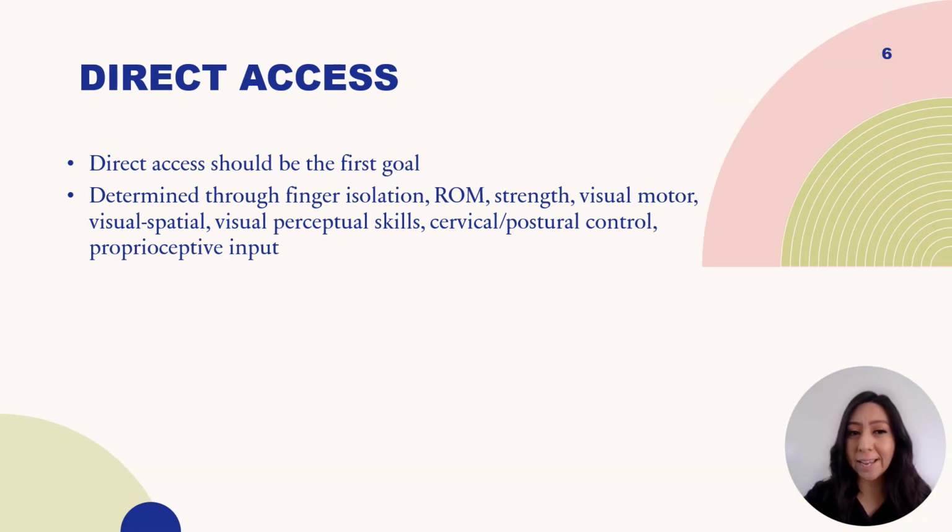So let's talk about direct access. So direct access should always be our first goal. This is determined through evaluation of their finger isolation, range of motion, strength, visual motor skills, visual spatial skills, visual perceptual skills, cervical and postural control, as well as their proprioceptive input.